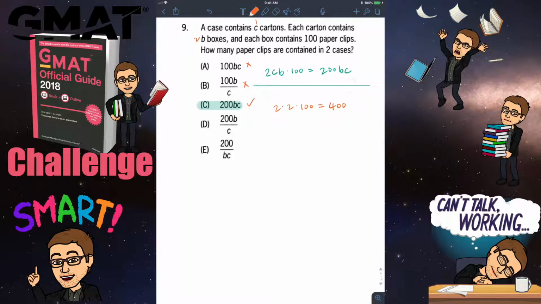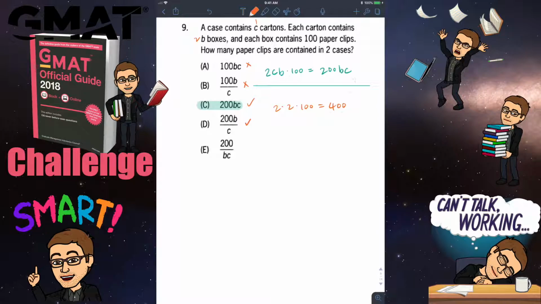Next answer choice. 200 times B divided by C. So 200 times 2, which is 400, divided by C, which is 1. It also gives you 400. So this is basically why, because sometimes you will get multiple answers that give the same result. So D could also be an answer.